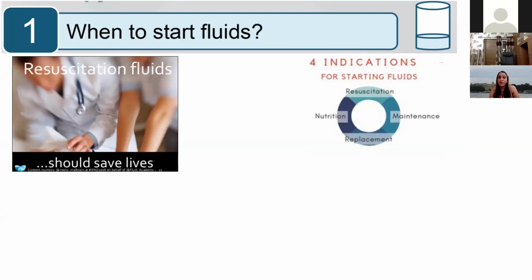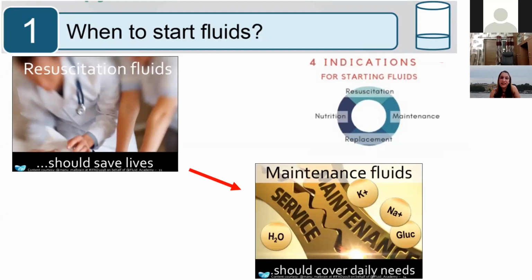So resuscitation fluids basically should focus on rapid correction of circulating blood volume. The concept is to correct the IV fluid deficit or to treat the acute hypovolemia per se. And the basic aim is certainly to save lives. And next come the maintenance fluids, which must deliver the basic electrolytes and glucose that are needed for the daily metabolic needs of the body.